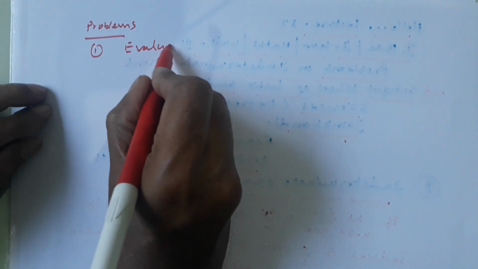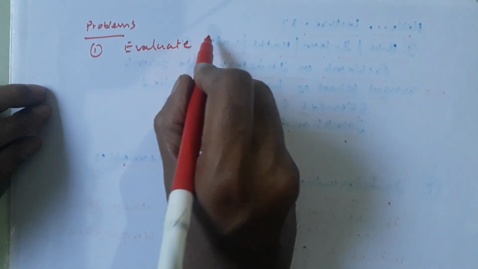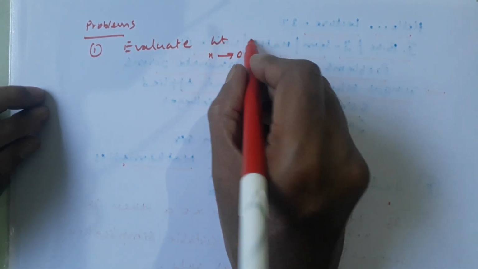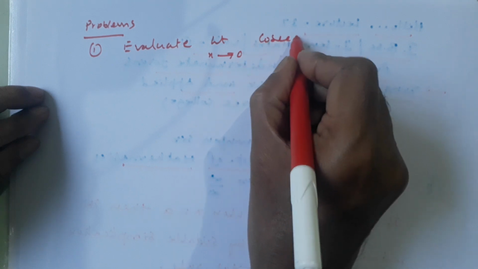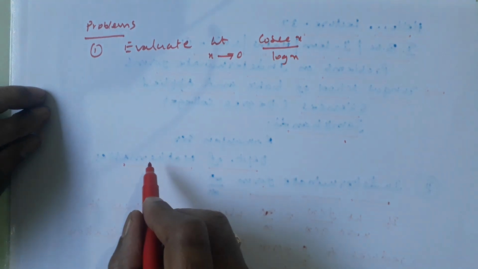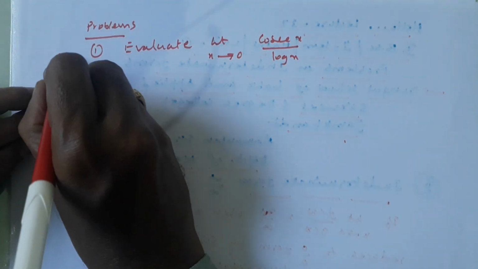Now the problems. First problem. Evaluate limit x tends to 0 cosecant x by log x. So this is the problem asked in 2018.